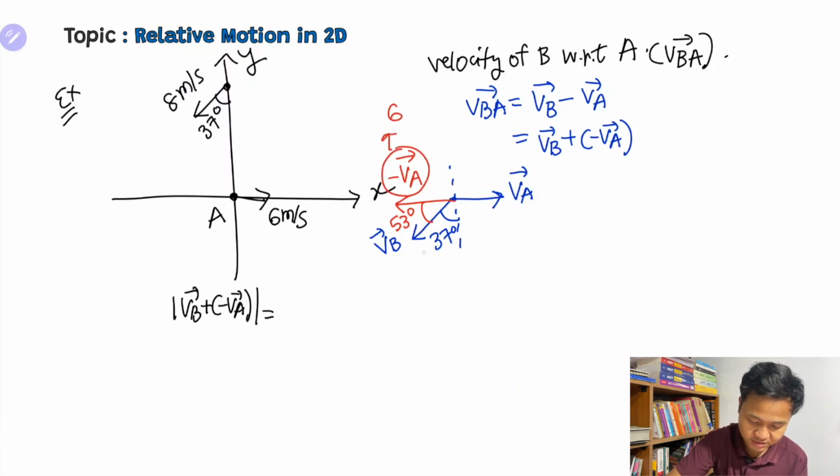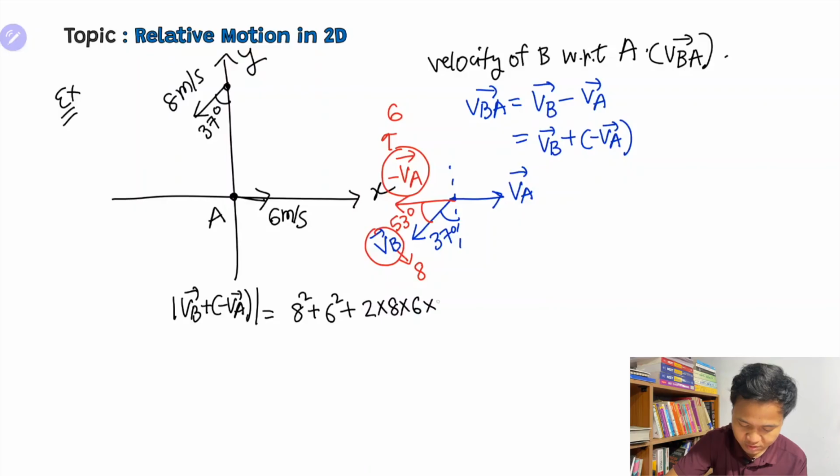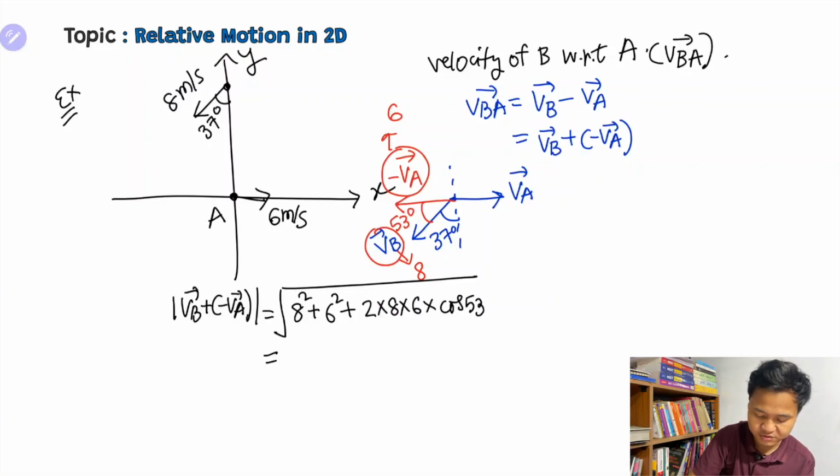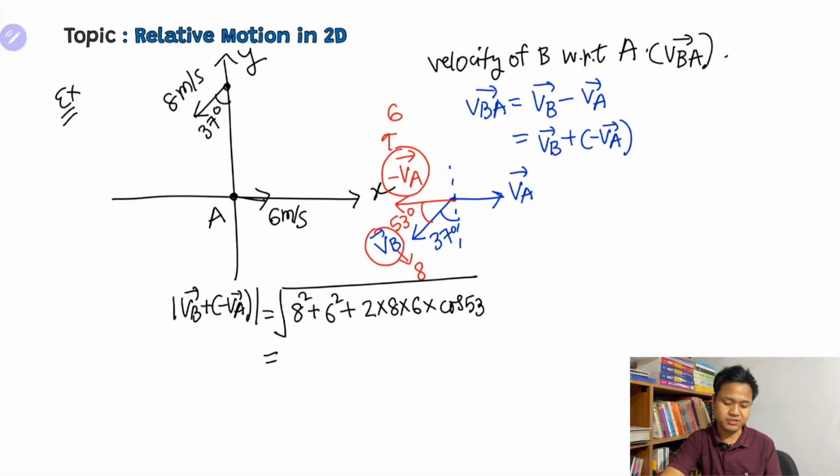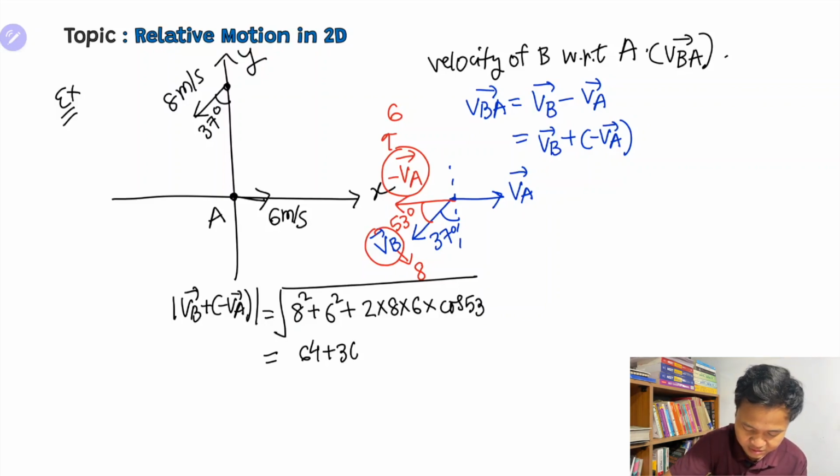The magnitude of va is 6. And vb magnitude is how much? 8. So here I will have 8 square plus 6 square plus 2 into 8 into 6 into cos 53. Here you have to solve some values, right? This will be the magnitude, whatever you got here. So how much is this? 64 plus 36 plus 2 into 8 into 6, which is 96, into cos 53, that is 3 by 5.